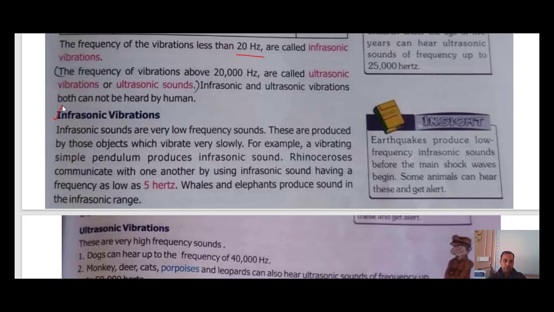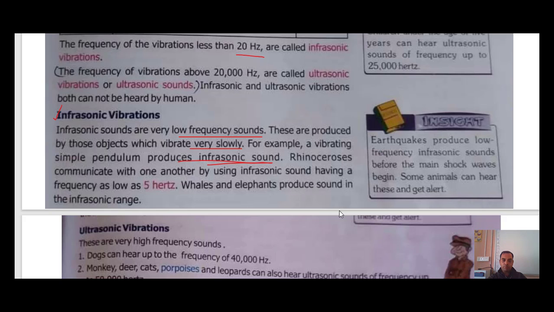Now, infrasonic vibration. Infrasonic sounds are very low frequency sounds, because in 1 second the vibration is less than 20, maybe 18, 15, 10, like that. So these are produced by those objects which vibrate very slowly. For example, a vibrating simple pendulum produces infrasonic sound.